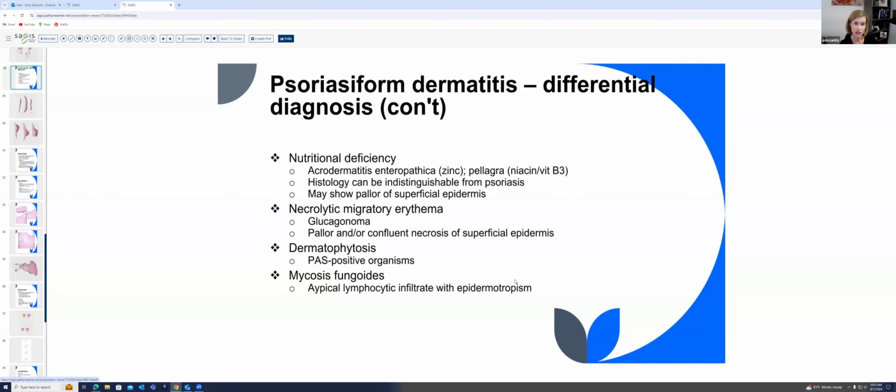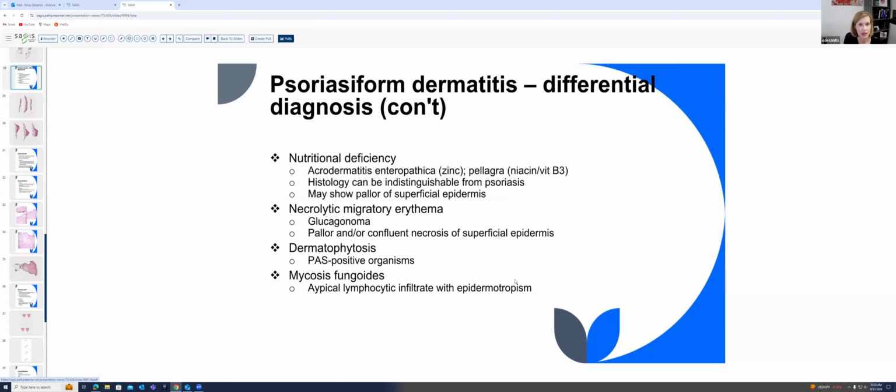There are several other conditions included in the differential diagnosis of psoriasiform dermatitis. These can include nutritional deficiencies, zinc deficiency, vitamin B3 deficiency, necrolytic migratory erythema, which is associated with an underlying glucagonoma. Also shows a psoriasiform pattern, but typically has some either pallor, so paler staining of the superficial epidermis, or even confluent necrosis of the superficial epidermis.